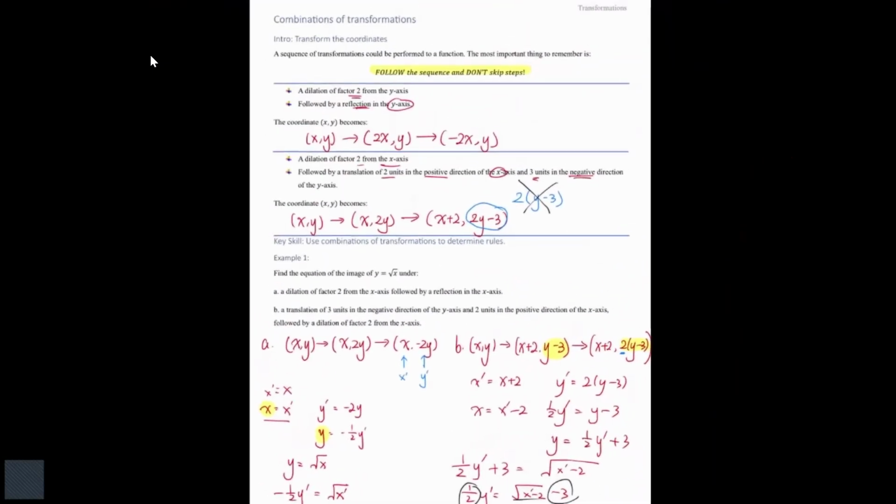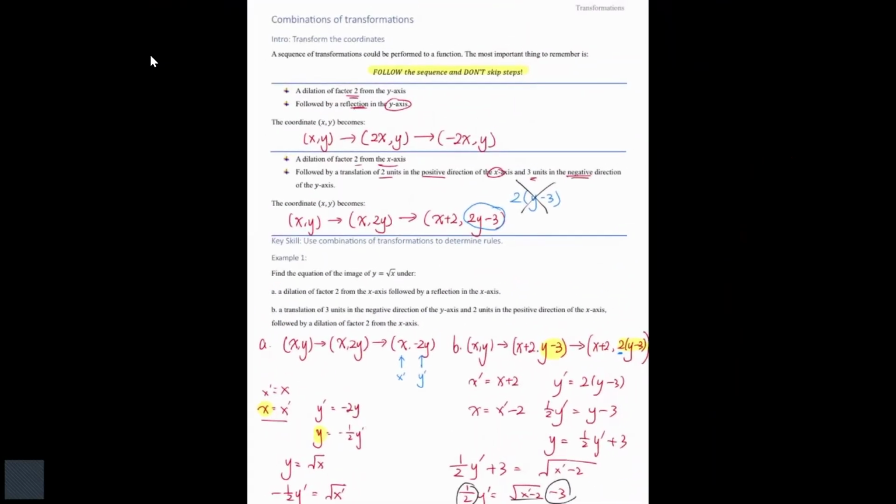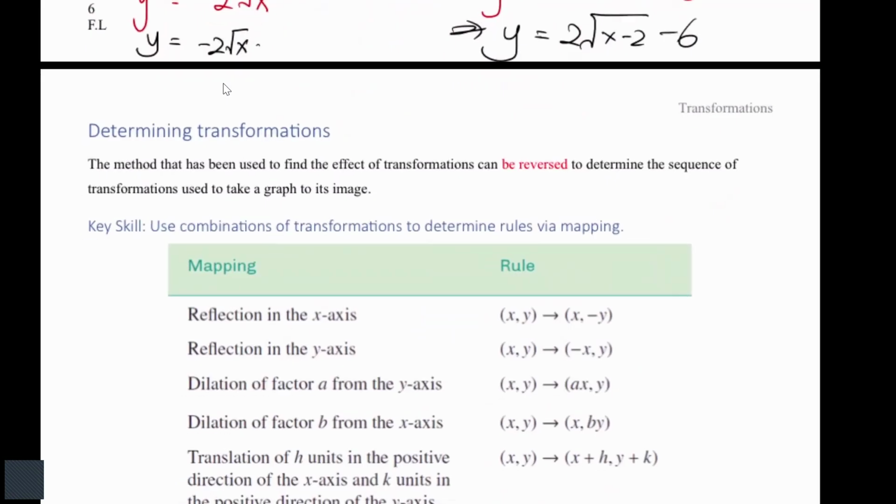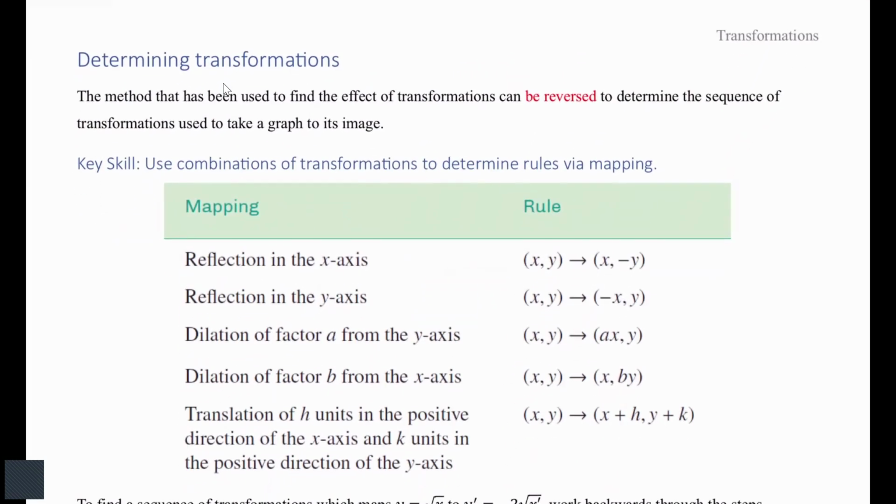All right, that is the example of a combination of transformations. This is purely by mapping without considering the original graph, how the graph has been transformed, not at all. Just looking for coordinates. That's it.